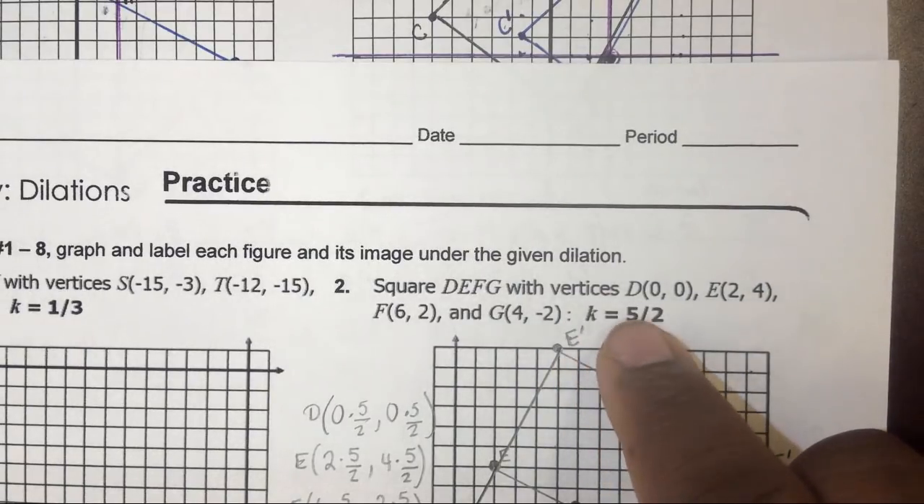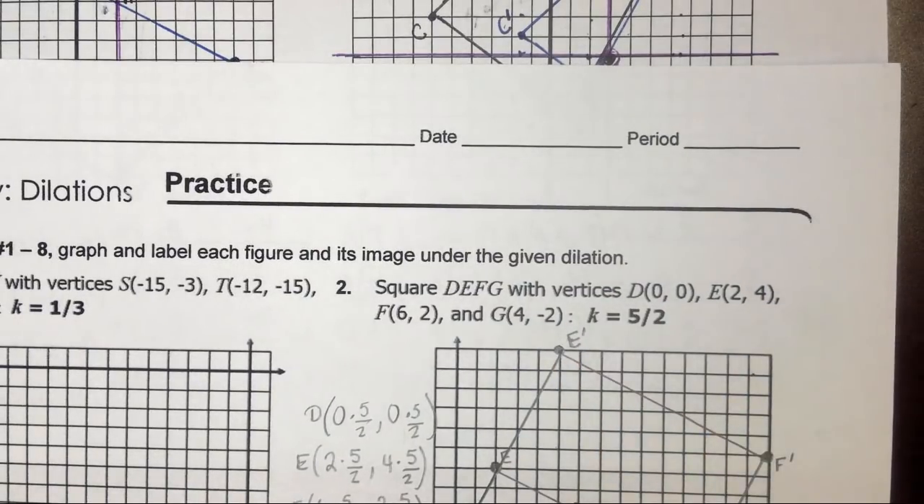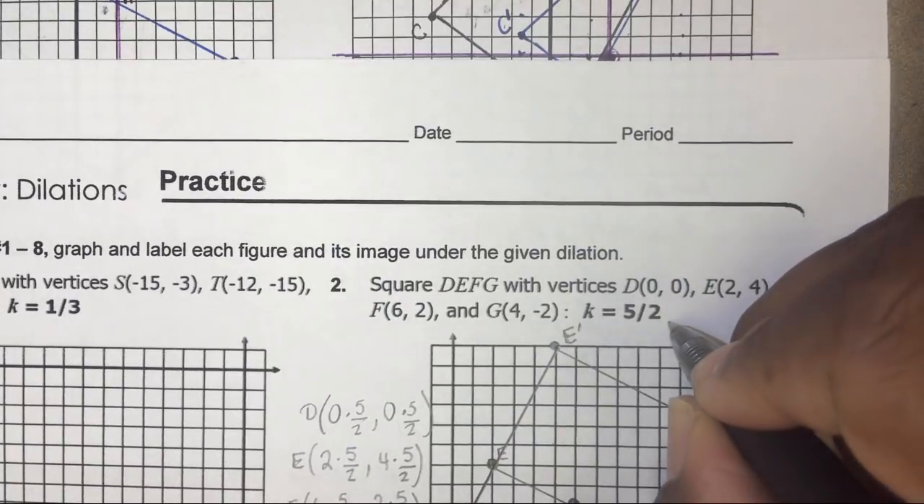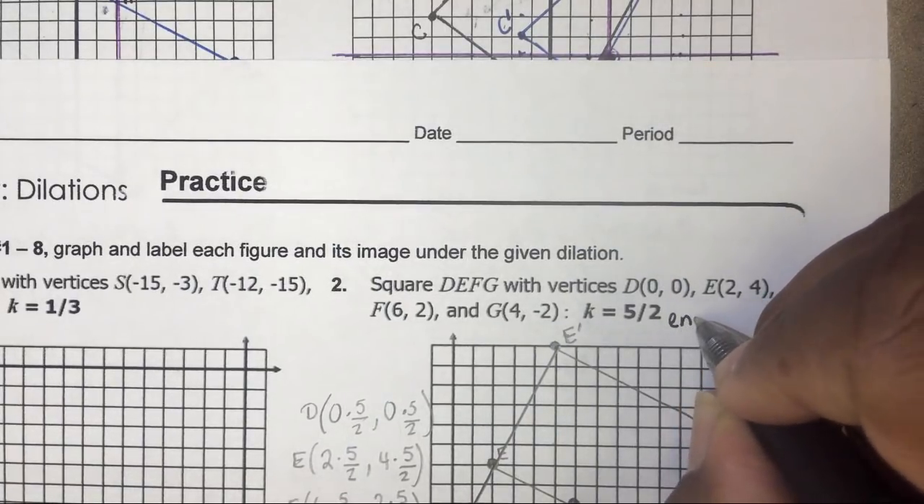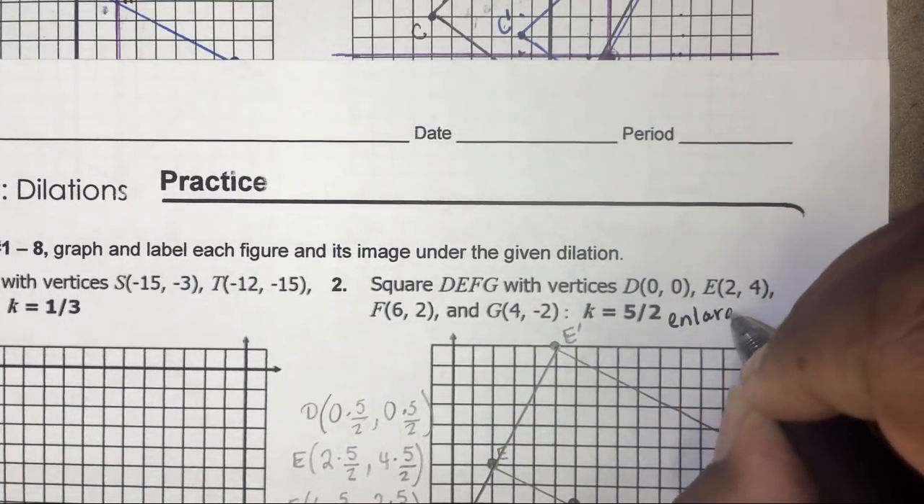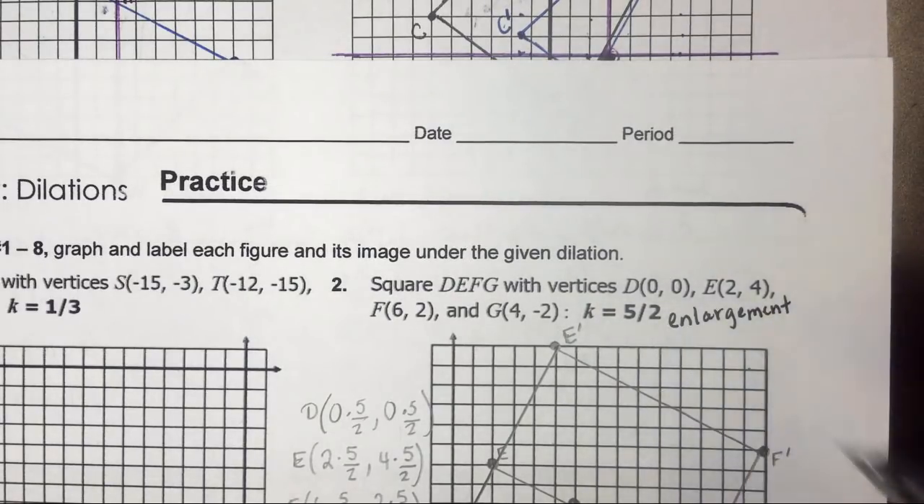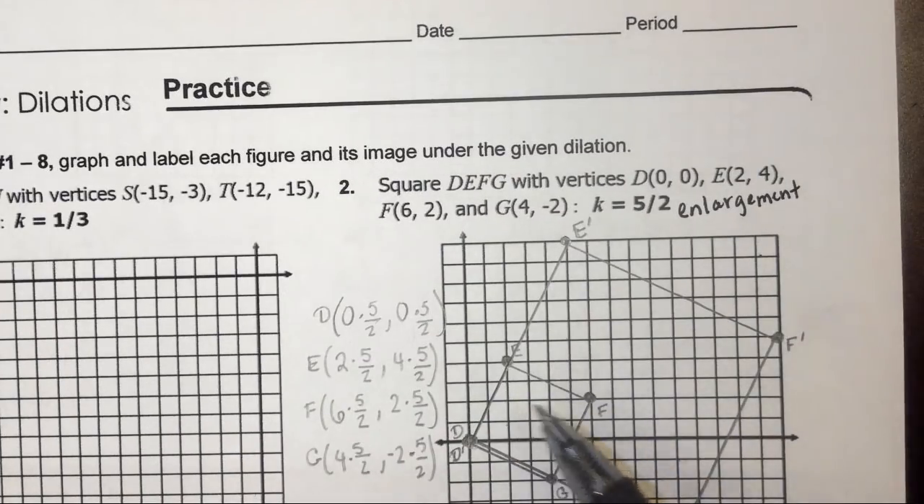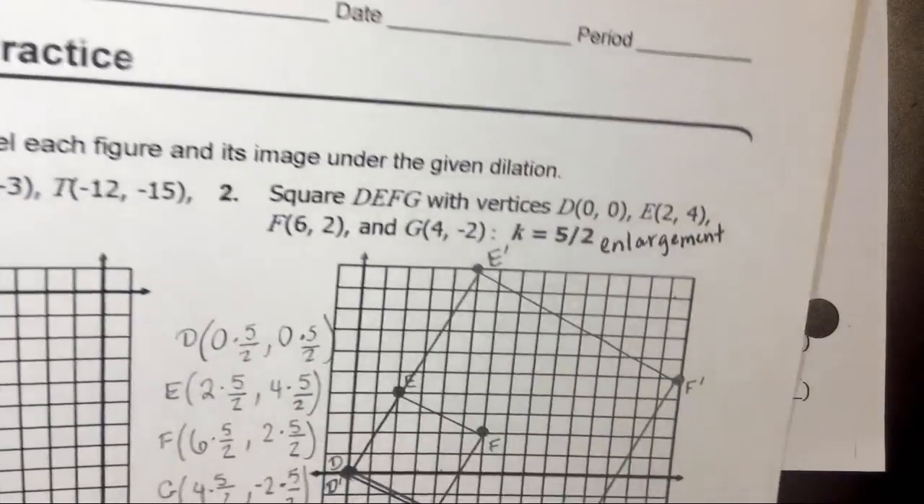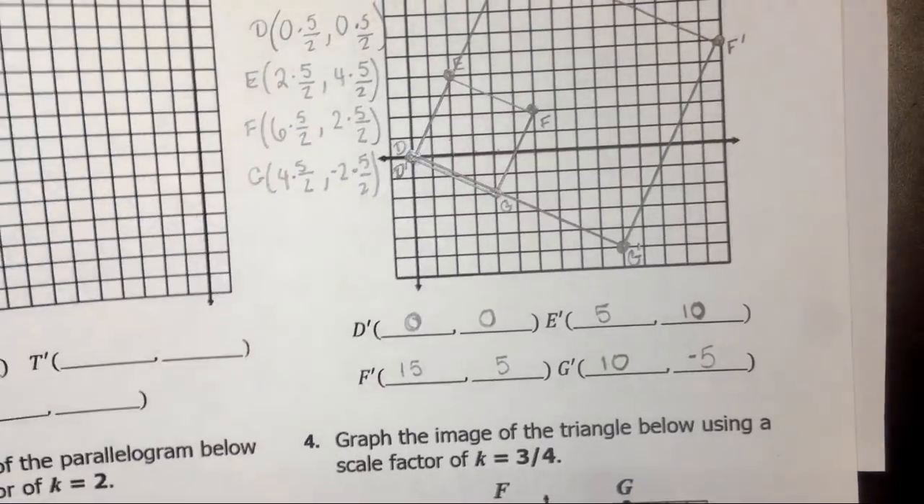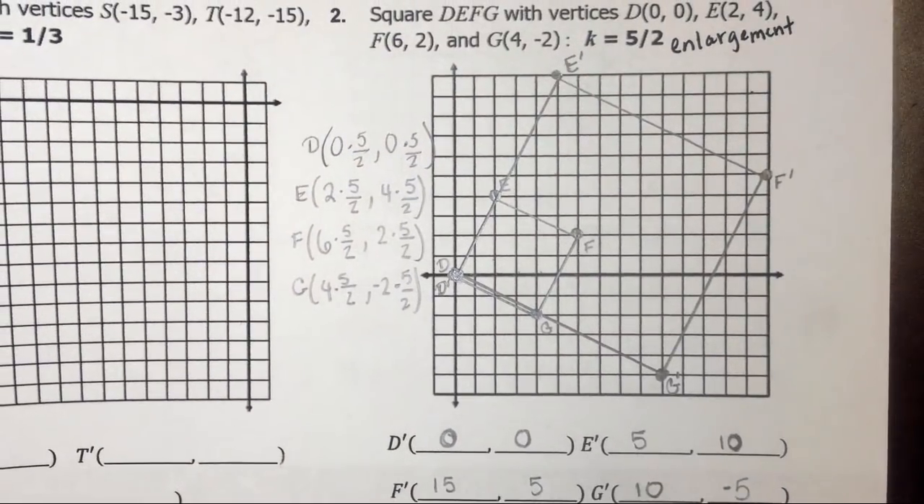This right here, 5 over 2, this is an enlargement. Don't think because it's a fraction, it's a reduction. This is an enlargement because your numerator is bigger than your denominator. This figure is going to get bigger. This is my original here, and this was my end result up here. I can kind of just give you a glimpse of what it looked like. You need to be able to set that up, though.